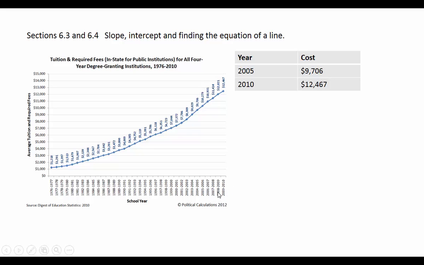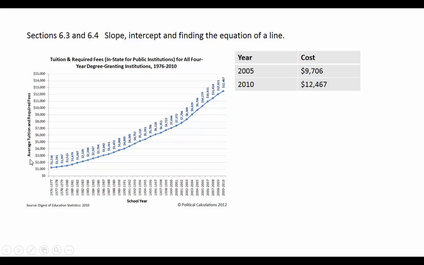In this particular graph, the independent variable is the year, the school year, and the dependent variable is the average tuition in the United States that year. So independent variable, what we usually think of as X, dependent variable, what we usually think of as Y.